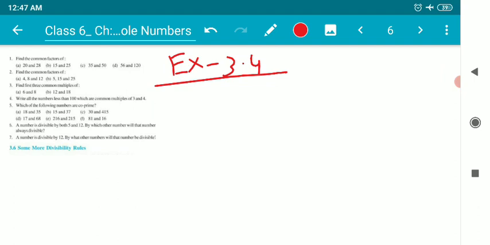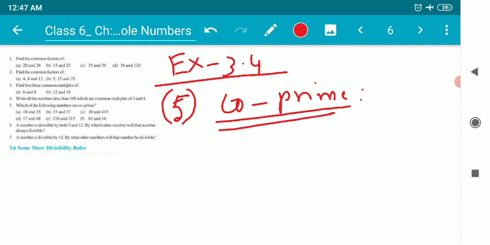Children, we have been dealing with exercise 3.4 of the chapter Factors and Multiples. I have explained up to question number 4. So in this video, we are going to discuss question number 5, a very interesting and very important concept of this chapter, which is called co-primes. Co-primes is a very important concept, children.